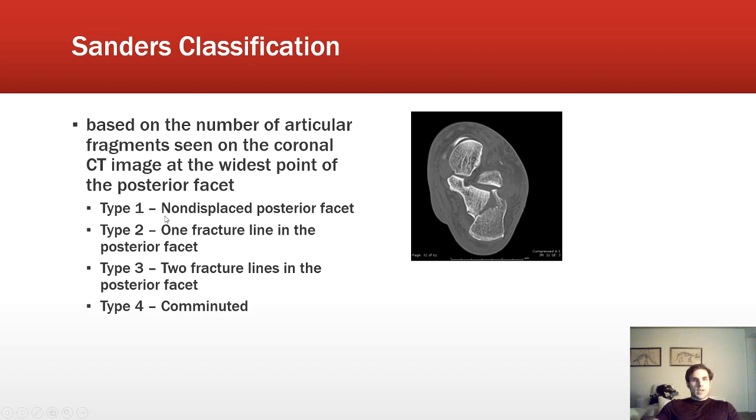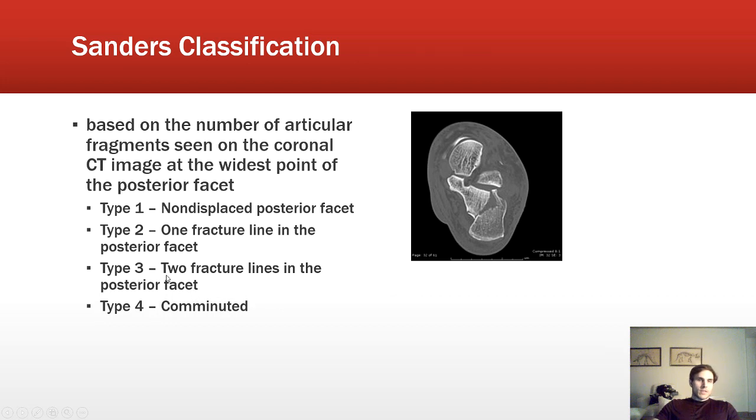Type 1, any non-displaced posterior facet fracture. So if it's non-displaced, type 1, that's pretty easy to remember. Type 2 is one fracture line in the posterior facet. Another way people remember this is one fracture line results in 2 fragments. So type 2, 2 fragments. If I had to say what we're looking at here, this is probably a type 2. You see one fracture line, 2 fragments.